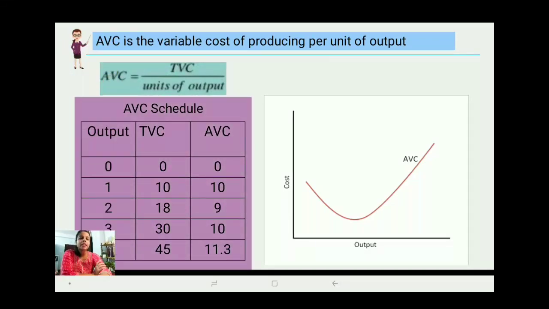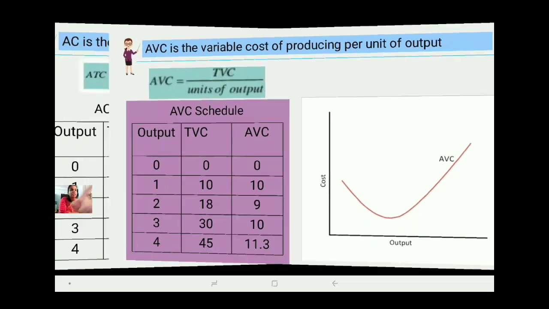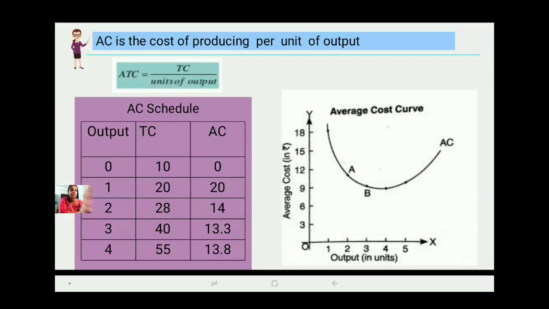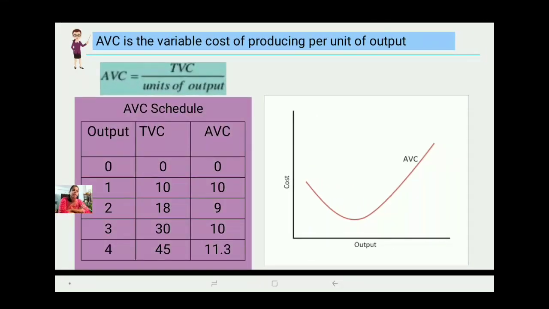Then next, you can see average variable cost. The average variable cost is the variable cost of producing per unit of output. When we divide total variable cost by the units of output, here you can see the formula is given, we get the average variable cost.